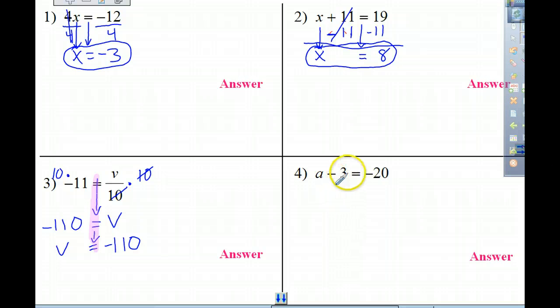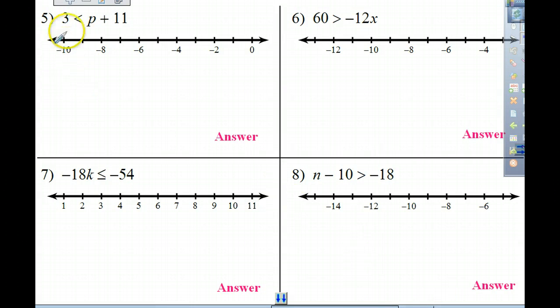All right, 4, very similar. It's some number minus 3 is equal to negative 20. Add 3 to both sides and move on. We're going to skip that for now. And let's go to inequalities. Starting on number 5, I guess. 3 is less than what number plus 11? Or 3 is less than what numbers plus 11?